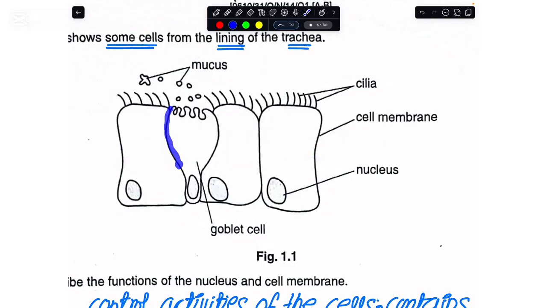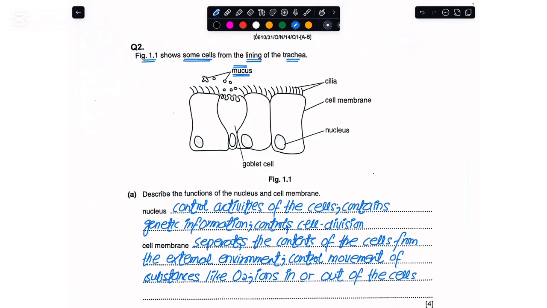But we have another cell given here in the diagram, and these are the goblet cells. These goblet cells are the excretory cells, owing to the fact that they release a sticky substance out of them, and that is mucus. Now, he has asked very simple things from this section. For figure 1.1, you are required to tell him the function of the nucleus and the cell membrane, and it should be in terms of description.